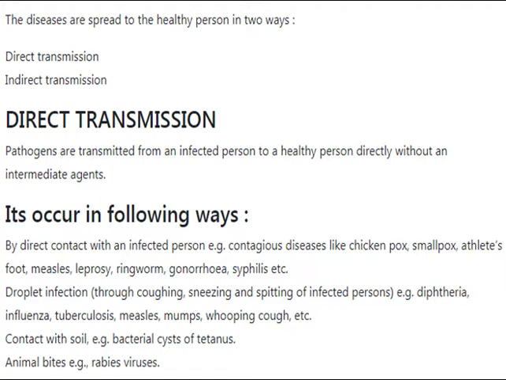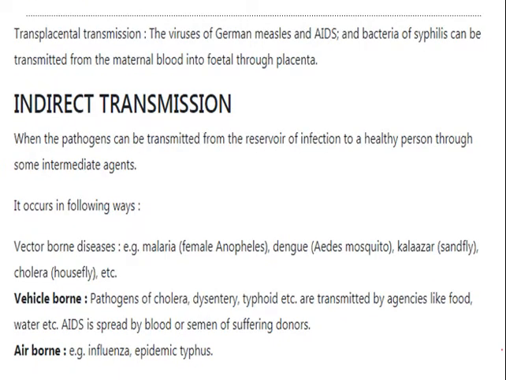Then contact with the soil, like bacterial cysts of tetanus can infect the person. Then animal bites, like the rabies virus. So this virus enters the healthy person through a dog bite. Then transplacental transmission. The viruses of German measles, AIDS, and syphilis bacteria can be transmitted from maternal blood, that is mother to fetus, through the placenta.